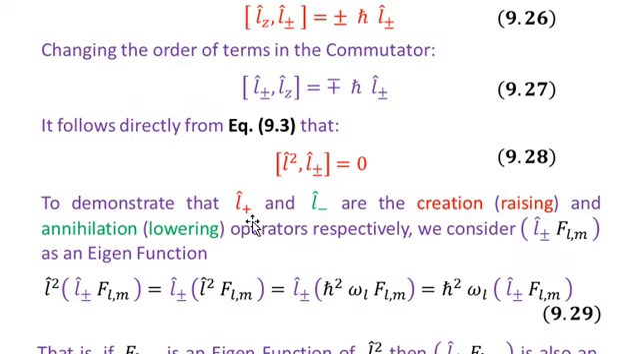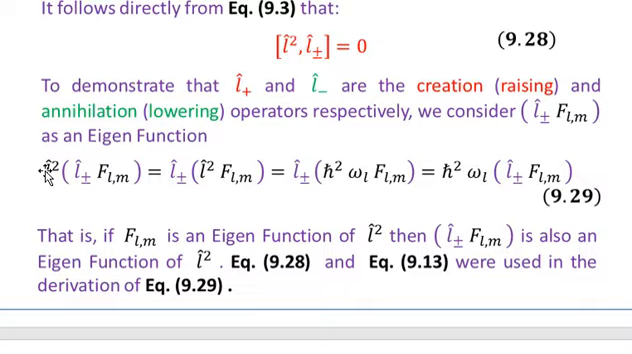Now, to demonstrate that L plus and L minus are the creation and the annihilation operators, or as the raising and the lowering operators respectively, we consider the operation of the L plus-minus operator on the azimuthal wave function FLM, which is shown in equation number 29.